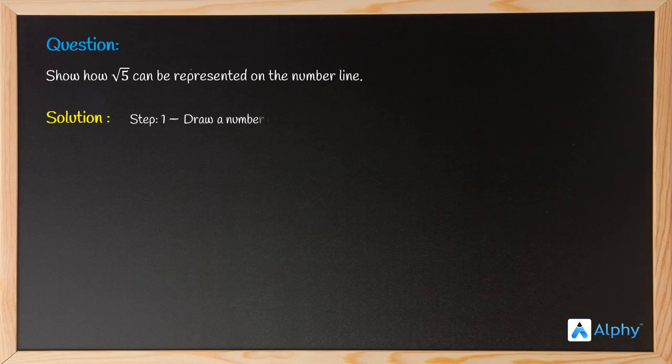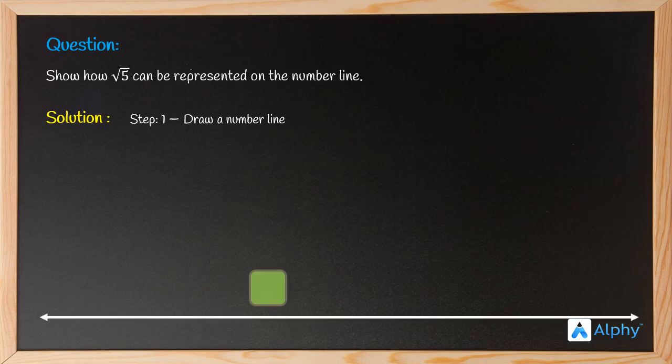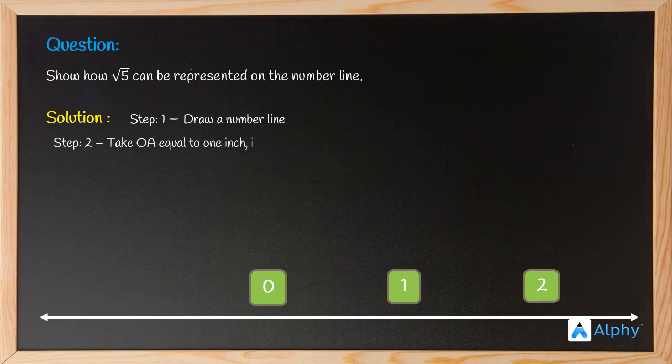Step 1 in the solution says, draw a number line. It's a basic requirement: to plot anything on a number line, you require a number line. So I'm drawing the number line, plotting points 0, 1 and 2 on it. Now moving to step 2, it says take OA equals 1 inch, that is 1 unit. So for taking it to be 1 unit, I'll plot O at point 0 and A at point 1, and therefore the distance becomes 1 unit, as you can see.